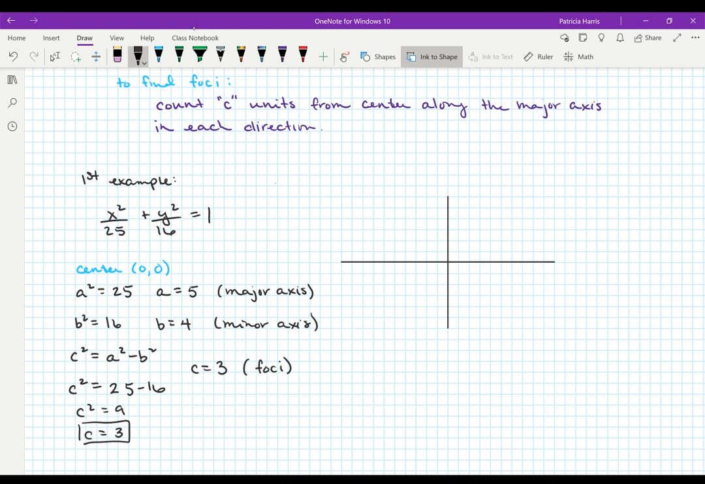So our center is at 0, 0. Now we're going to count out. The major axis is along the x, so we're going to count out a horizontal major axis of 5 on each side. 1, 2, 3, 4, 5. 1, 2, 3, 4, 5. So negative 5, 0 and 5, 0. Now we're going to do the minor axis. It's going to be 4. 1, 2, 3, 4. 1, 2, 3, 4.